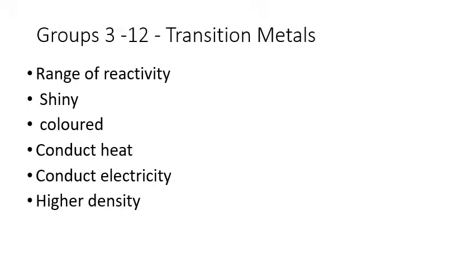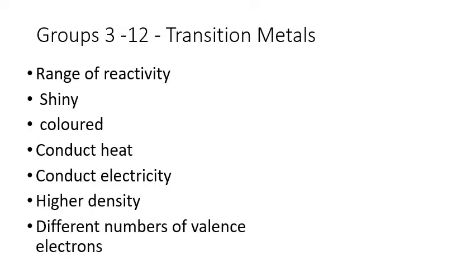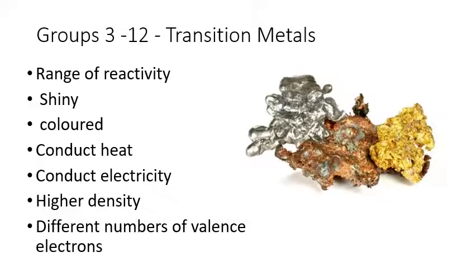They're also higher density than the alkali metals and the alkaline earth metals. So these guys definitely will not float on water. And they have different numbers of valence electrons. So that's why we kind of just ignore them for now. When we get to doing some of the naming in grade 10, you'll see what we talk about, all these different valence electrons. So here's a chunk of pure silver, pure copper, and pure gold.